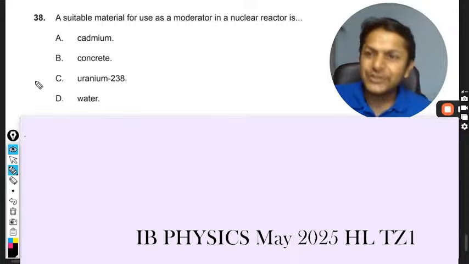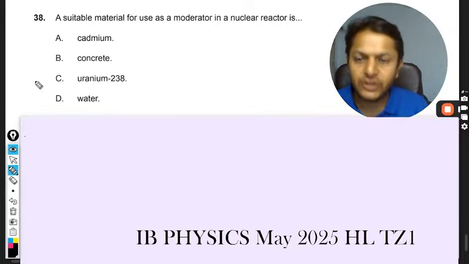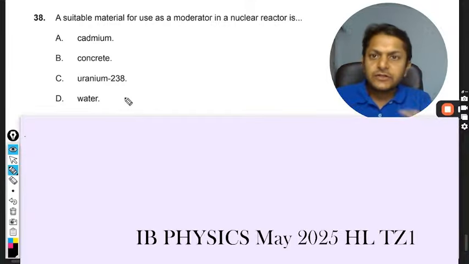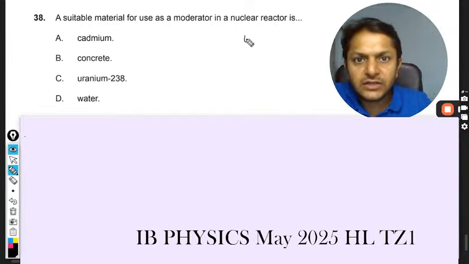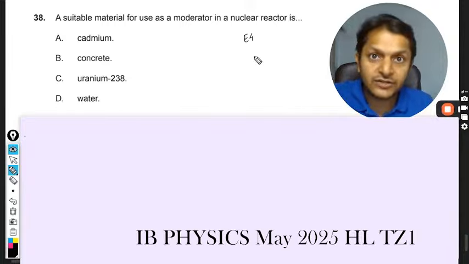Okay, student, let's go for this question. A suitable material for use as a moderator in a nuclear reactor is. First of all, this topic is the topic E4, in which we are learning about nuclear fission and nuclear fission reactors.